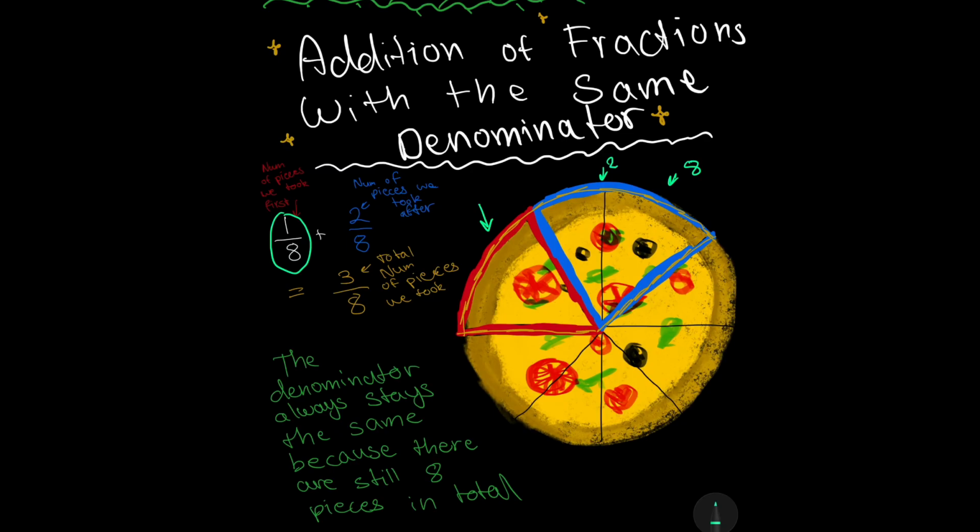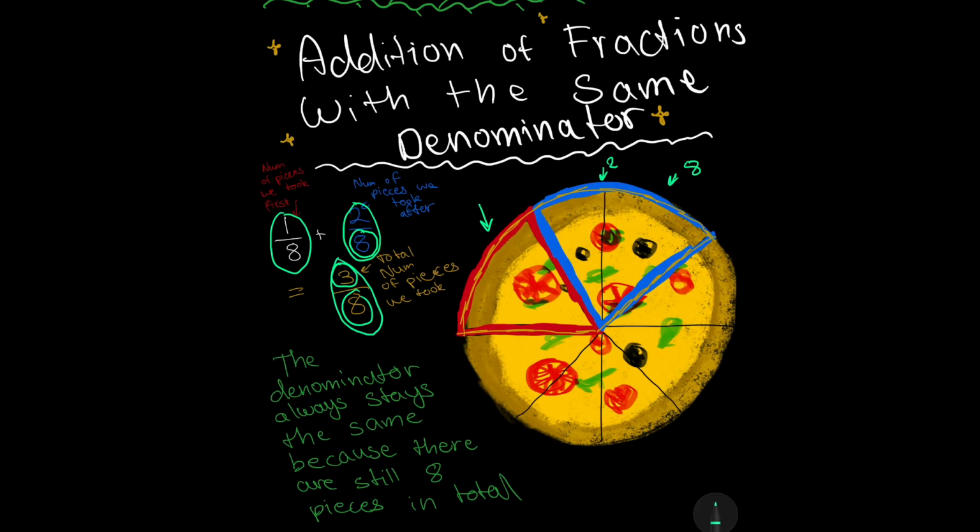Now, what would be the fraction of that? Well, the denominator would still be 8 since there were originally 8 pieces in the entire pizza. So the denominator would stay 8. And how many pieces did you take? You took 2 pieces. So the fraction would be 2/8. Now, how many pieces did we take total from the pizza? We took 3 pieces total from the pizza. And how many slices total were there in the first place? 8. So the fraction of how many pieces we both took is 3/8.